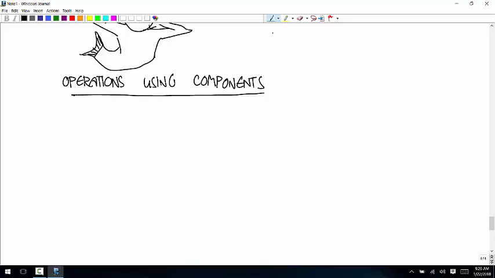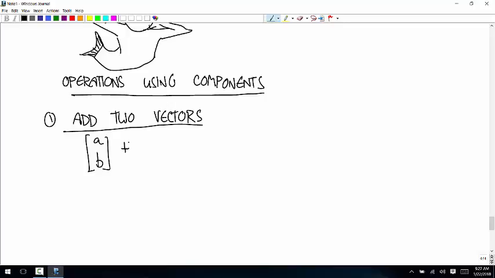Okay, so the first operation is adding two vectors. If you're adding the vector AB and the vector CD, the resultant vector has an x component of A plus C and a y component of B plus D. So notice that again, just like with coordinate-free notation, order doesn't matter, because C plus A is equal to A plus C.